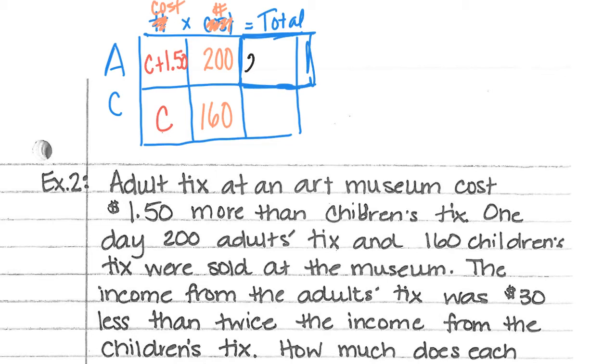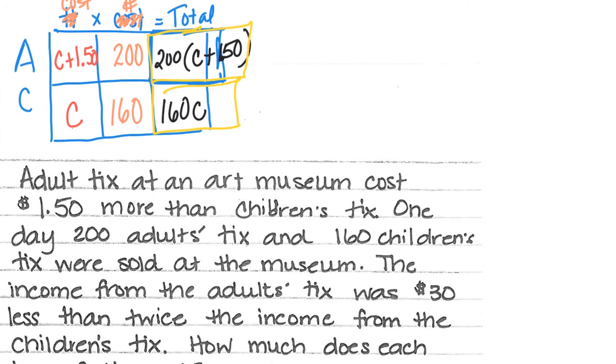All right, so I'm going to take 200 and multiply it by C plus 1.50. Are you with me? And I'm going to take 160 and multiply that by C. So my two totals are here and here. Now this is where it gets really confusing, because remember, the income is the total. It says the income from the adult tickets was $30 less than twice the income from the children's. Well, that is a really long statement, and I think it's very confusing.